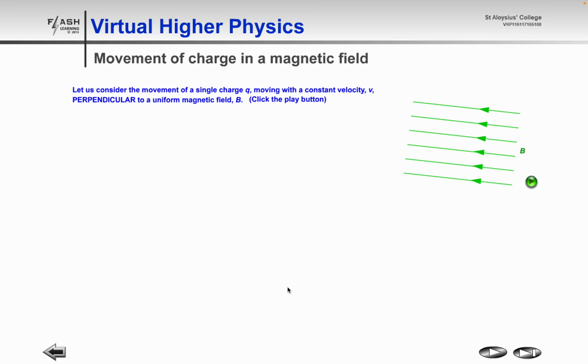Now, magnetic fields are more useful within the context of particle accelerators in changing the direction of charged particles than they are in actually accelerating them. So if we consider a single charge moving at velocity v perpendicular to a uniform magnetic field, and then we can play the button here.